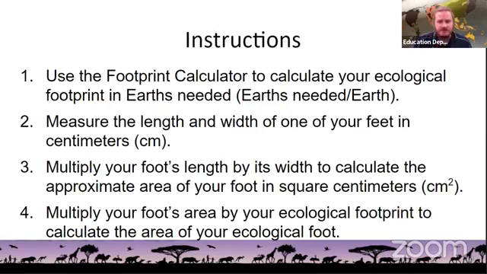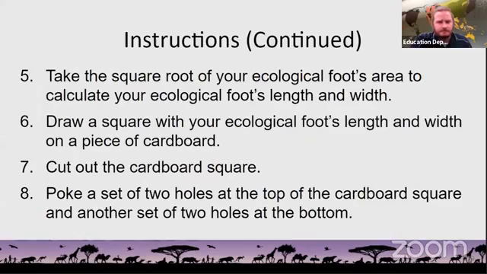And I'm going to share these instructions with you just in text, but then I'll also walk you through. So first of all, you're going to want to go to that website and calculate your own ecological footprint. And then you're going to want to measure the area of your foot. And then you're going to multiply the area of your foot by your ecological footprint. And then take the square root, and that'll give you basically a square that represents your ecological footprint. And then you're going to actually draw that square on cardboard, cut it out, and poke some holes and put some string there so you can tie it to your feet.